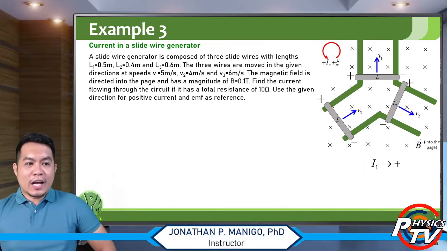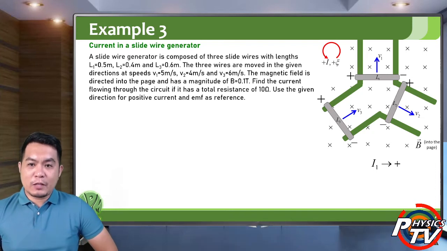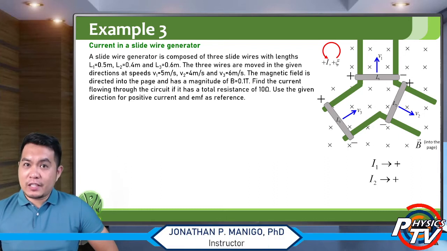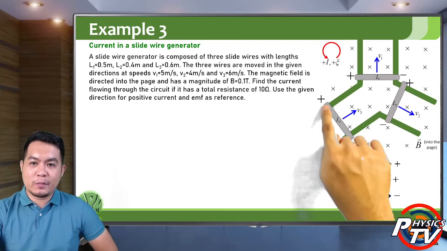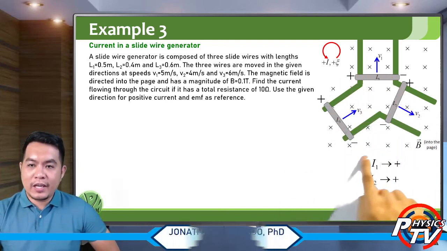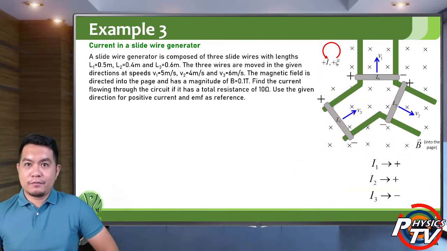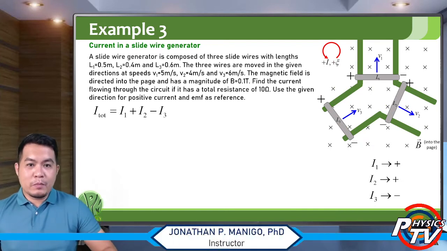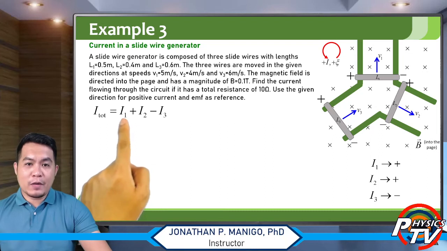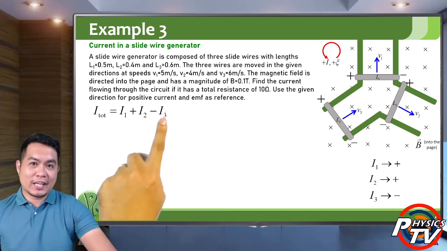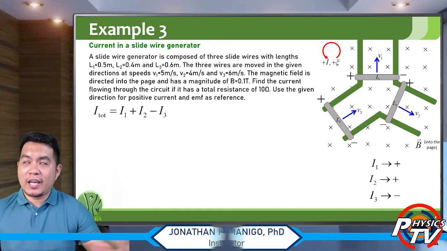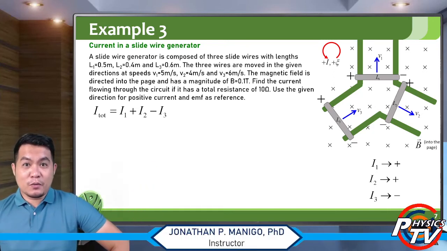Okay, so the current generated by slide wire number 1 will be positive because it's counterclockwise. Same with slide wire number 2, it's also positive. But for slide wire number 3, it's negative because the positive terminal is here. So this will be in a clockwise manner, which is opposite of our reference here. I1 is positive, I2 is positive, and I3 is negative. So we're just doing a Kirchhoff's rule here.